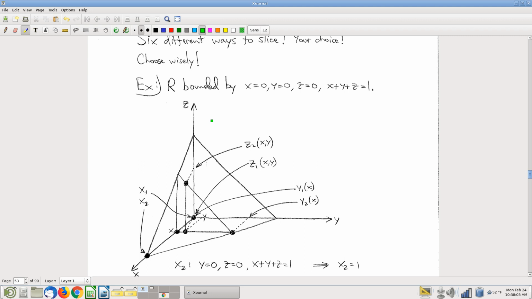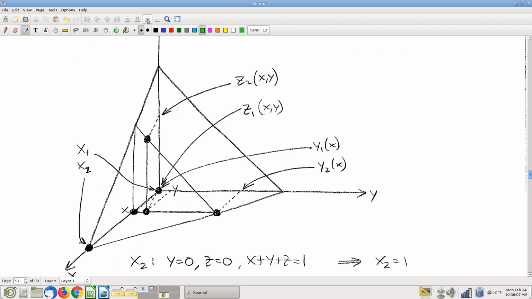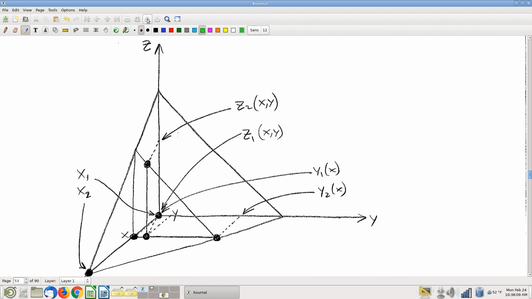So all that said, now let's see. Looking at this solid, I'm going to do my slicing in the order that we talked about on the previous page. Not that it matters. You can do the slicing in any order you like. We'll talk about the options on that as we go along.